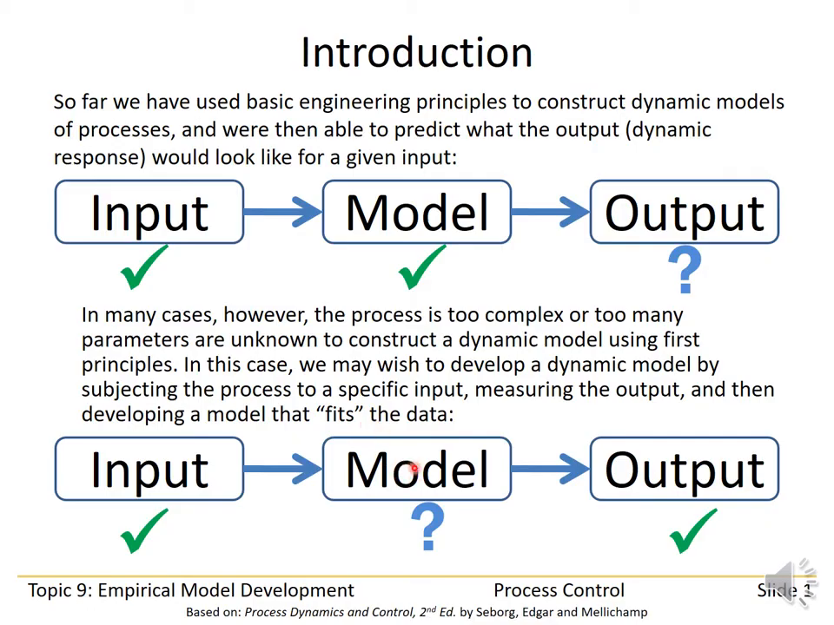And this is called empirical model development because we do not attempt to understand the process from first principles or based on engineering concepts like thermodynamics or material or energy balance. Instead, we collect data like an experiment. We perform an experiment on the process while it's operating. We make a change in the input. We measure how the output changes. And then we develop a model that describes the relationship mathematically. That's called empirical model development.